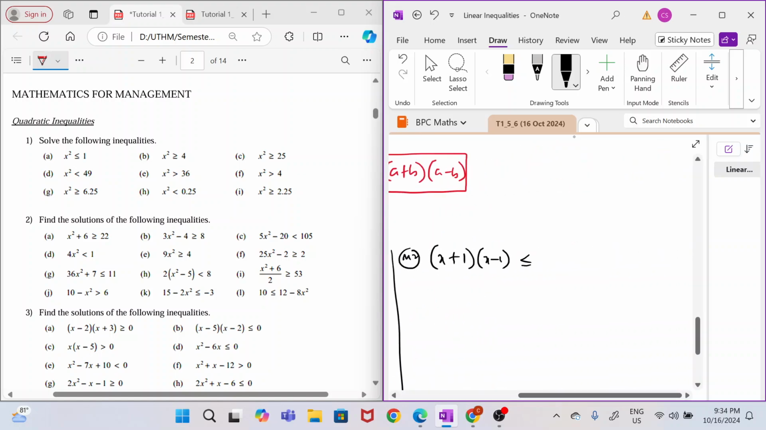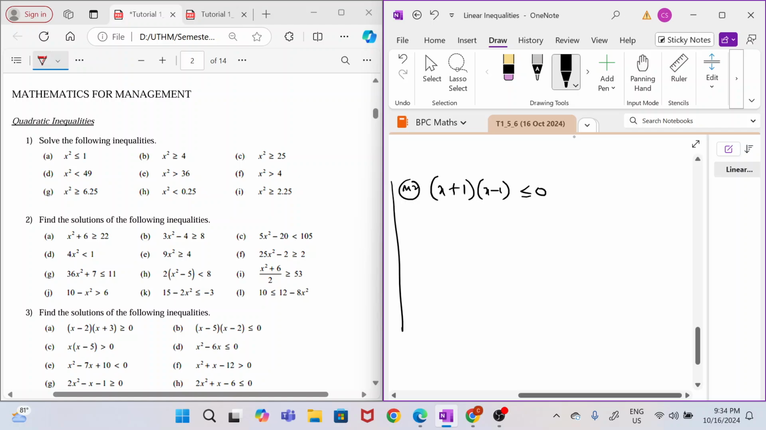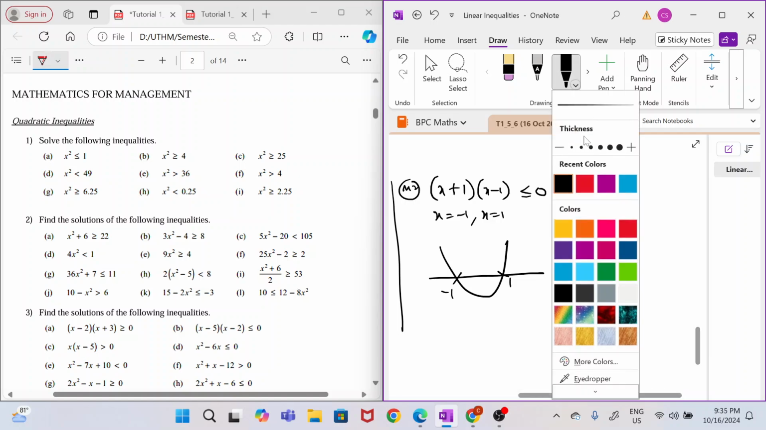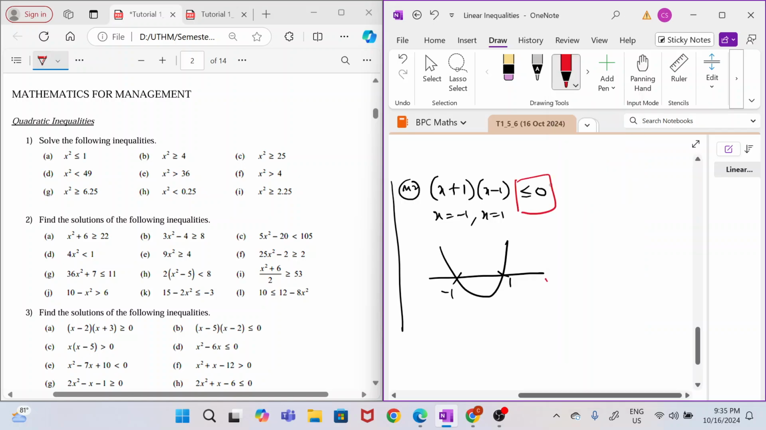You can choose whichever you want. Both methods I have taught in the class. For this one, if you solve this, you will get x equal to negative 1, x equal to 1. This is a smiley graph. Look below, and you can do like this also. So two methods, whichever is convenient for you, you can do.